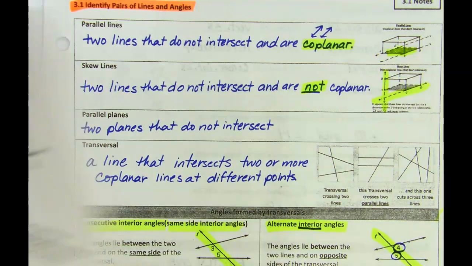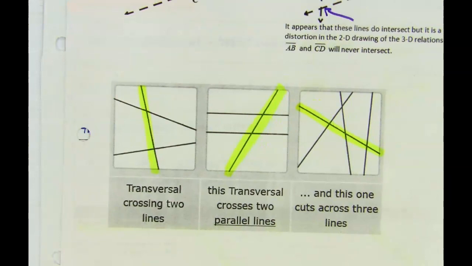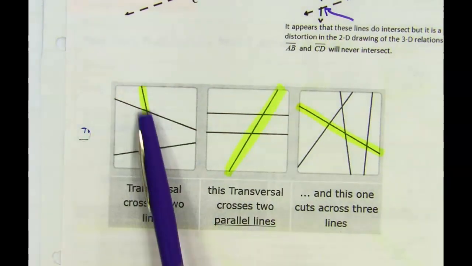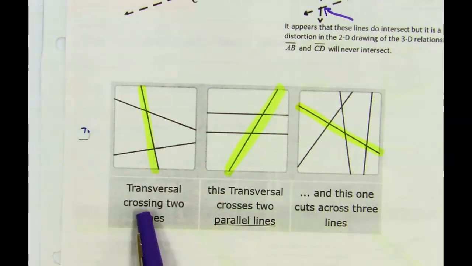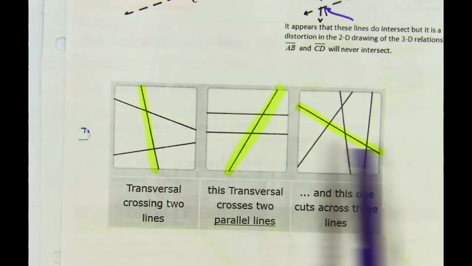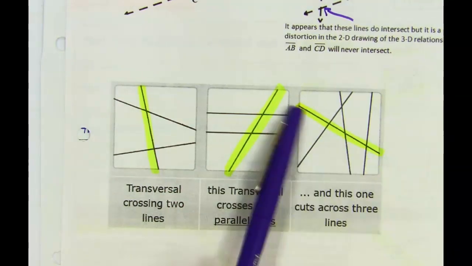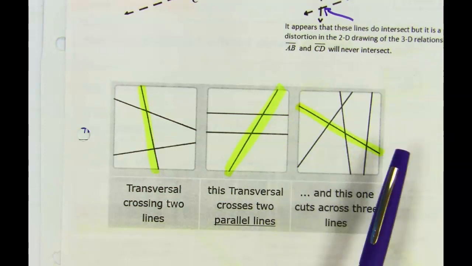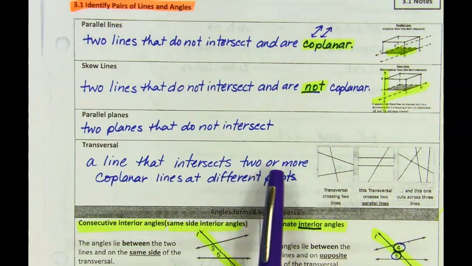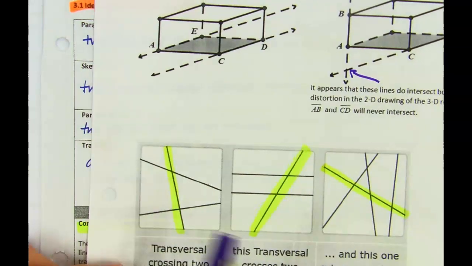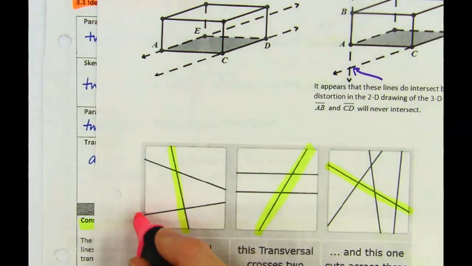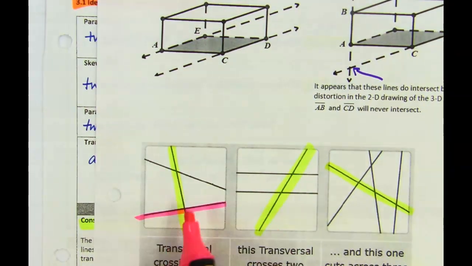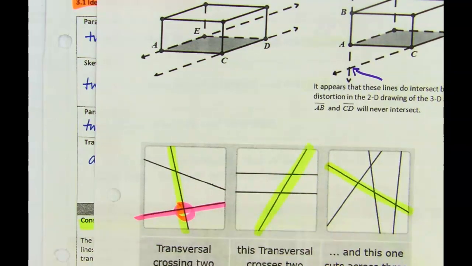Now, again, a little bit better picture. This is the picture on your notes. This highlighted transversal is crossing these two lines. They can also cross parallel lines. And then this line, the one I have highlighted, cuts across three lines. So it's important to note that the definition says two or more. So even in this picture right here, yes, I have highlighted this one, but please note this pink one is a transversal because it will touch here and over here. And the same goes true for these other lines.